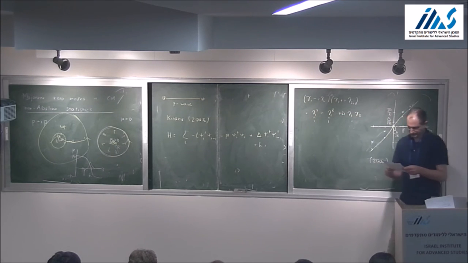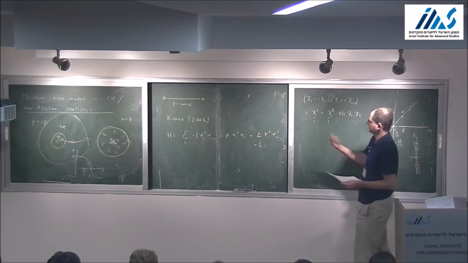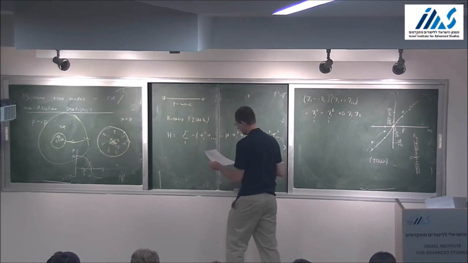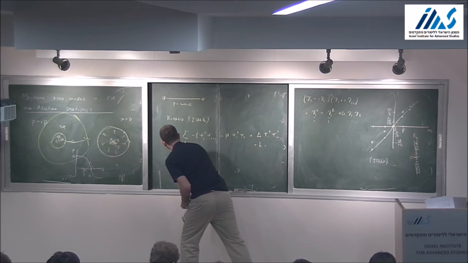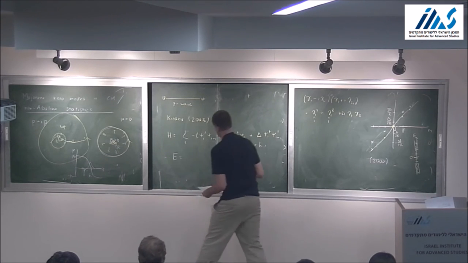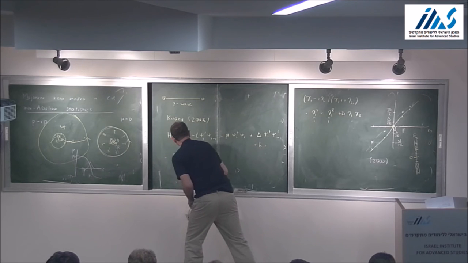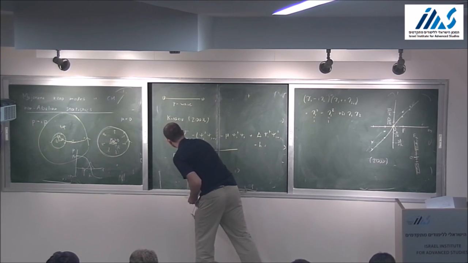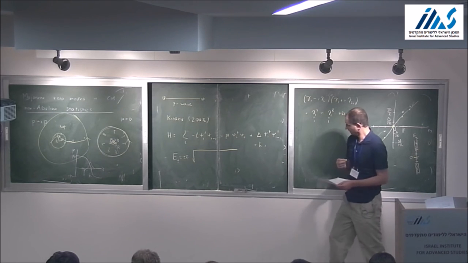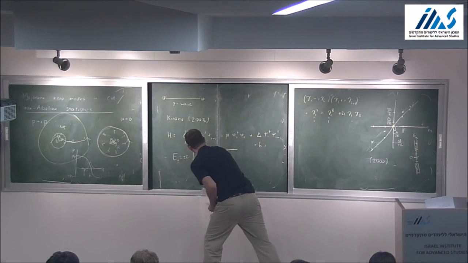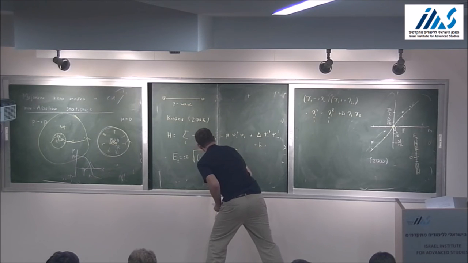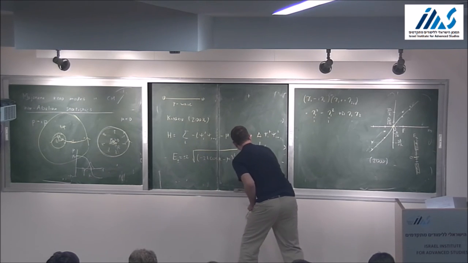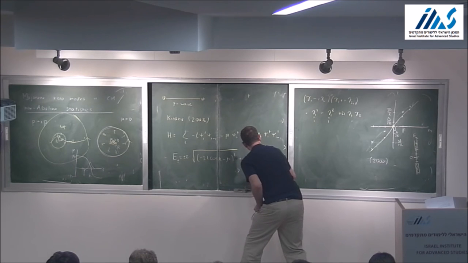Now we can more or less repeat the same steps we did before. We write a 2x2 matrix in k space. I'm skipping a few steps, so let me just write for you the spectrum. You can more or less read this off from the steps we did for the 2D case. So the spectrum would look like this: squared plus delta squared sine squared of k.